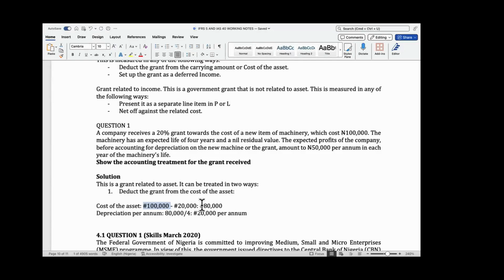No, wait, hold on. Okay, we'll credit the PPE, debit the bank where this payment for this grant was made for. Then we debit PPE with 80,000 naira and credit bank with 80,000 naira. Wrong.